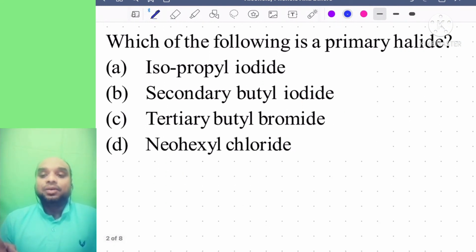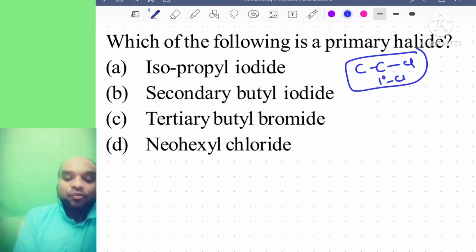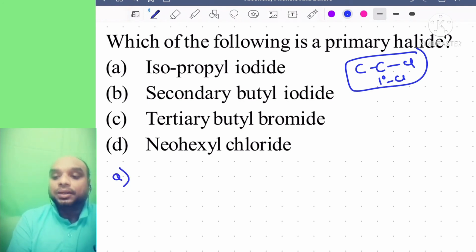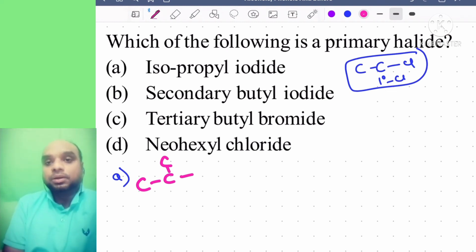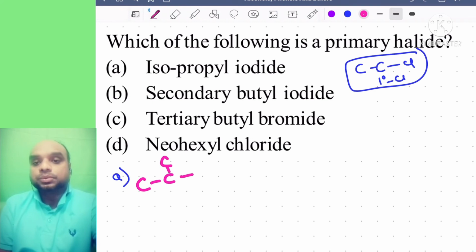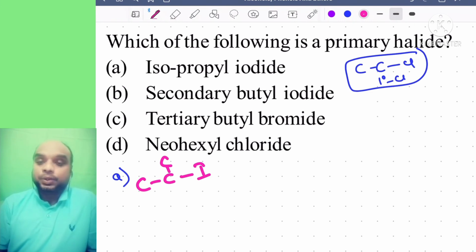Next, which of the following is a primary halide? To know that, what is a primary halide? The carbon that is combined with only one carbon, and that carbon is combined with the halogen, is called a primary halide. First I am taking isopropyl iodide. Iso means a compound having a carbon combined with two methyl groups. Isopropyl means a total of 3 carbons.